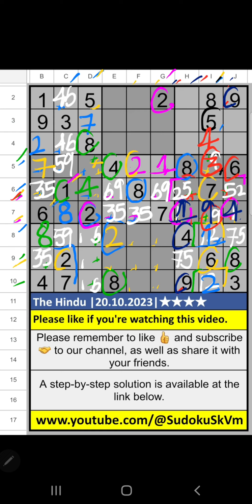6th row, we have 5. So 5 can't come in the cell. 5 is confirmed here. Then 3 is here. 7th grade, we have 5. So 5 can't come in the cell. 5 is confirmed here. Then 9 is here.